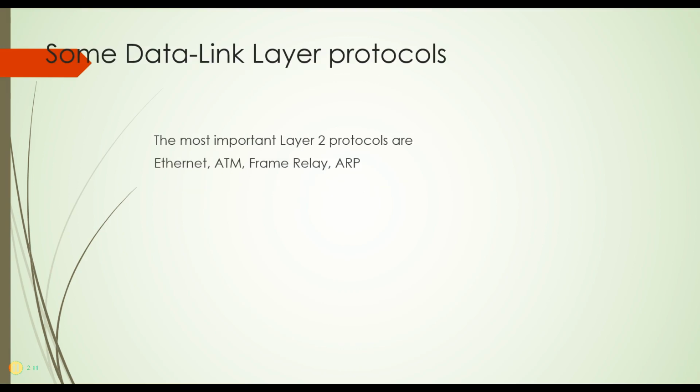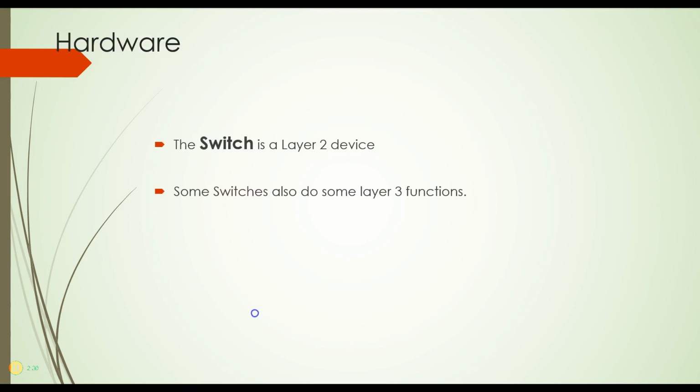By far the most important protocol in layer 2 is Ethernet. That's the one we use most often, but then WAN uses some technology such as frame relay and ATM. The ARP protocol is a protocol that translates IP addresses to MAC addresses, so that occurs here in layer 2 as well. The switch is considered the primary layer 2 device. Now some switches do also do some layer 3 functions, but the switch is primarily considered to be a layer 2 device. That's it for the data link layer.